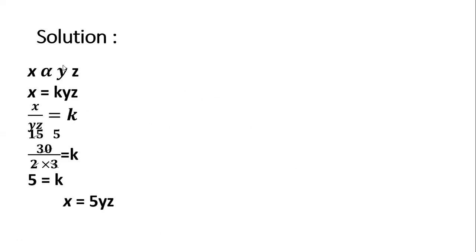So we start. X varies jointly as Y and Z. X equals K Y Z. So making K the subject of the formula, X divided by YZ equals K. So you substitute 30 for X, 2 for Y, 3 for Z. Division will give us 5. So K equals 5. Bringing that into the formula, X equals K Y Z. So since K is 5, X equals 5YZ.